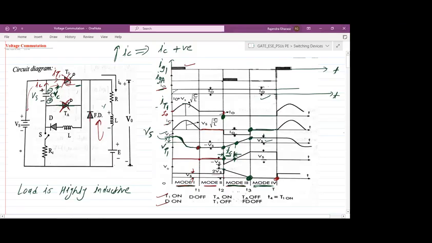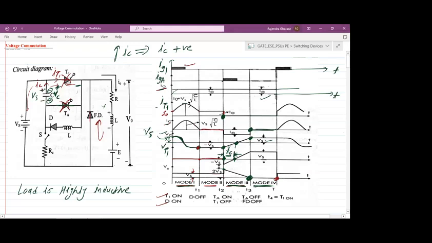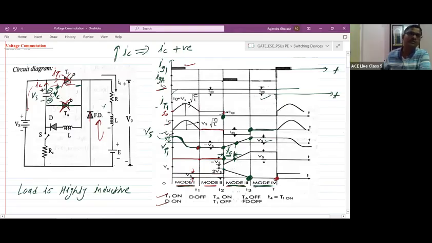So the capacitor goes on discharging and again charges to the reverse polarity. It means if initially the voltage is plus 5 volt, then at the end of mode 3 it will be minus 5 volt. Sir, it can be said that the capacitor is discharging in the inductance and again it is charged through the inductance. Yeah, you can see that.